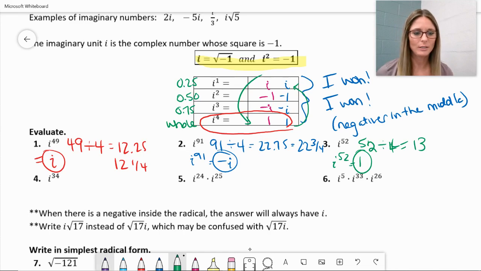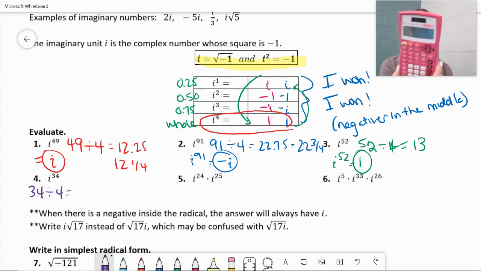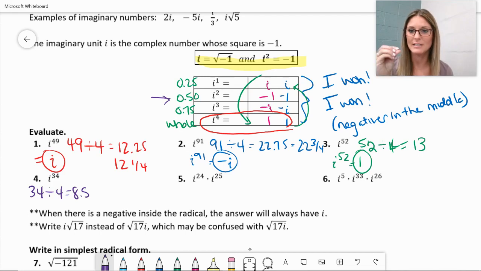Let's try number 4. i to the 34th, I'm going to take 34 and divide it by 4, is 8.5. So it goes through the loop 8 times and it landed at 0.5. Has the same answer as i squared, which is i, 1, negatives in the middle, negative 1. i to the 34th is equal to negative 1.